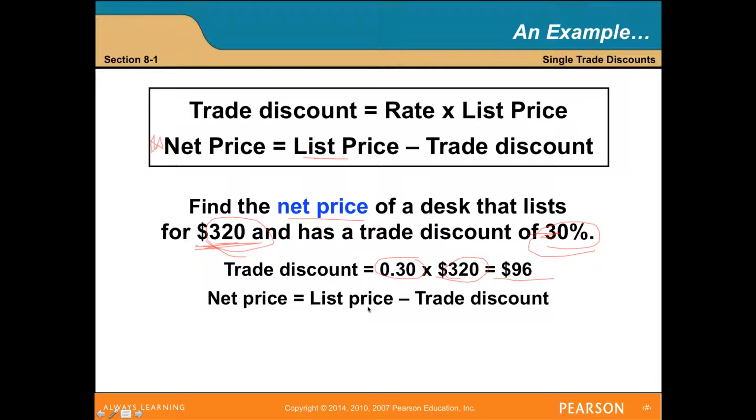Net price equals list price minus the trade discount, which is up here. So the net price is the $320 minus $96, which is the trade discount, see? And that equals $224.